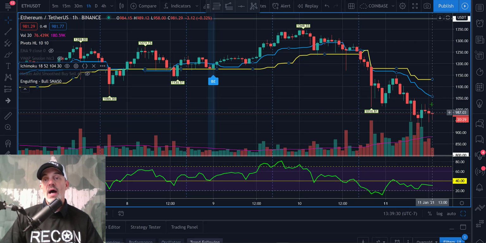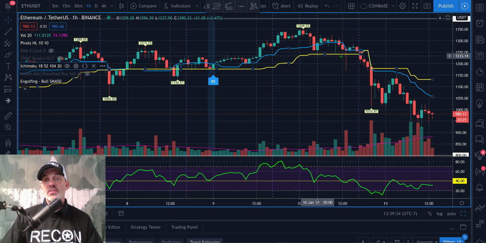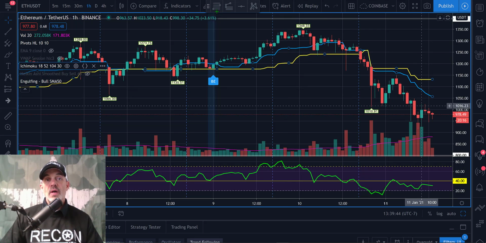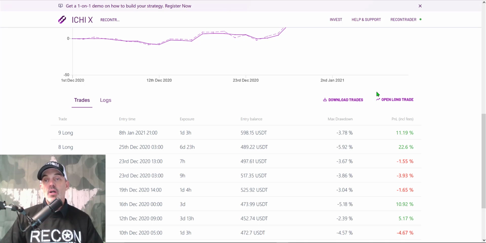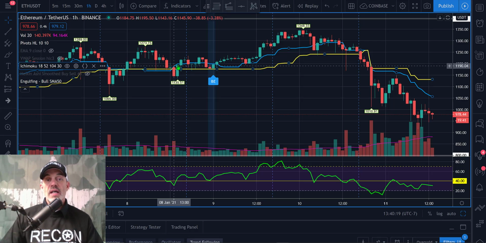If we go sideways for a while, you'll actually see these two lines, when it goes sideways, get closer together. So at this point, I wouldn't be willing to open a long trade. But this particular trade that I entered on January 8th and actually saw a profit of 11% on would have actually been a losing trade. As you can see, I entered on January 8th.